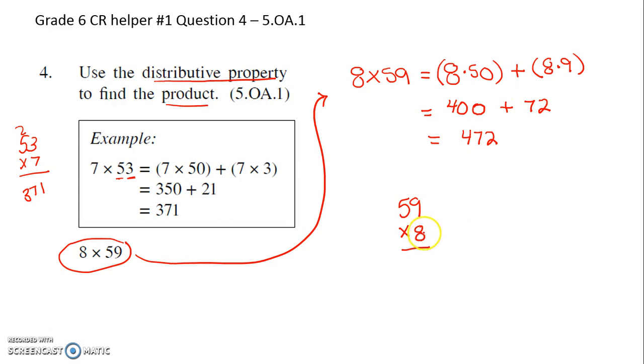But let's go ahead and use the standard algorithm. 8 times 9 is 72. Put down a 2, carry a 7. 8 times 5 is 40 plus 7 more is 47. 472. But the reason teachers push the distributive property all the time is because it's just really nice to be able to break numbers down.